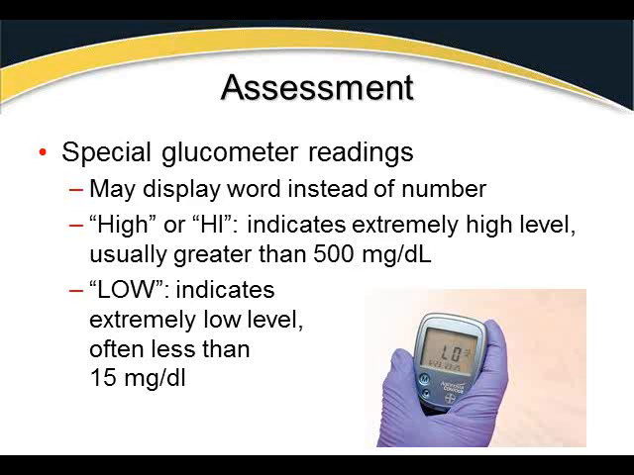Some glucometers may display a word instead of a number. In most cases it will give you the number if it's between a certain range, and it will say low or it will say high if it's outside that range. So the example they give here is high over 500, low under 15, because it becomes very difficult for it to fully assess that number. A lot of the meters I've used recently will give you a range of 10 to 600. So it depends on the brand and what you're using.